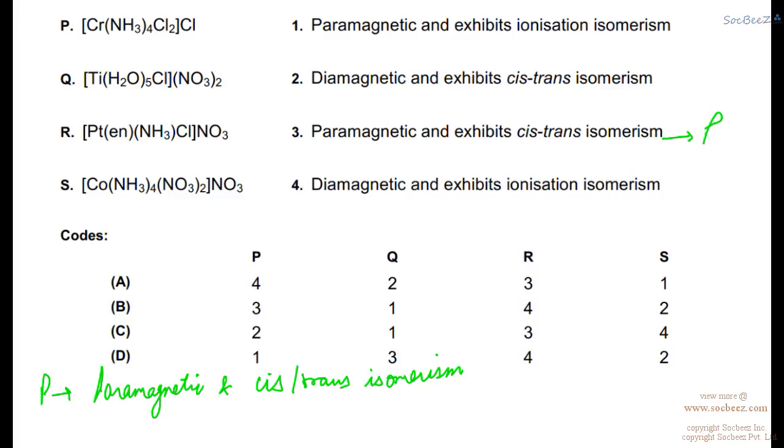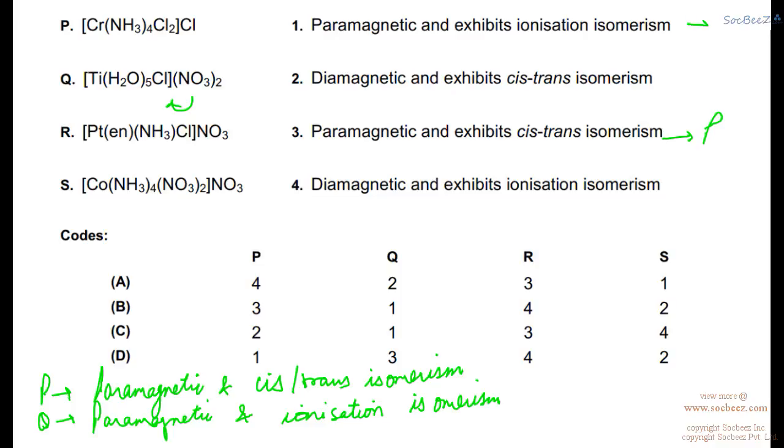Okay, now Q, that is [Ti(H2O)5Cl](NO3)2, so that is Ti3+. Here Q is Ti3+. It is also paramagnetic, and we can see that it exhibits ionization isomerism. Therefore Q corresponds to 1.